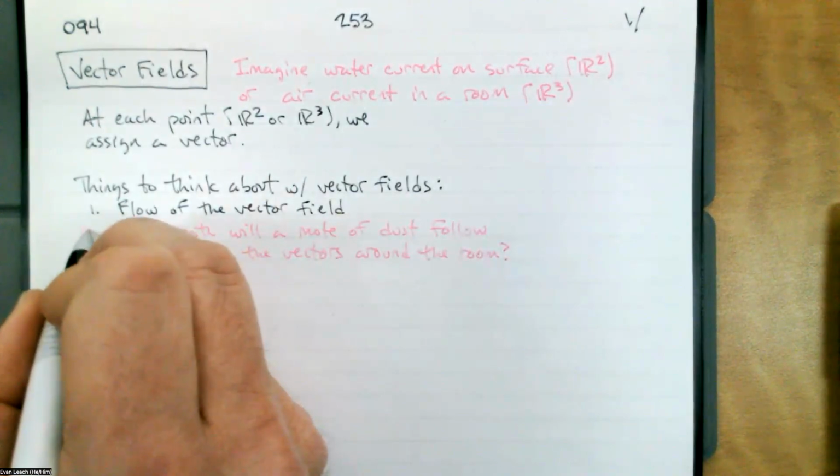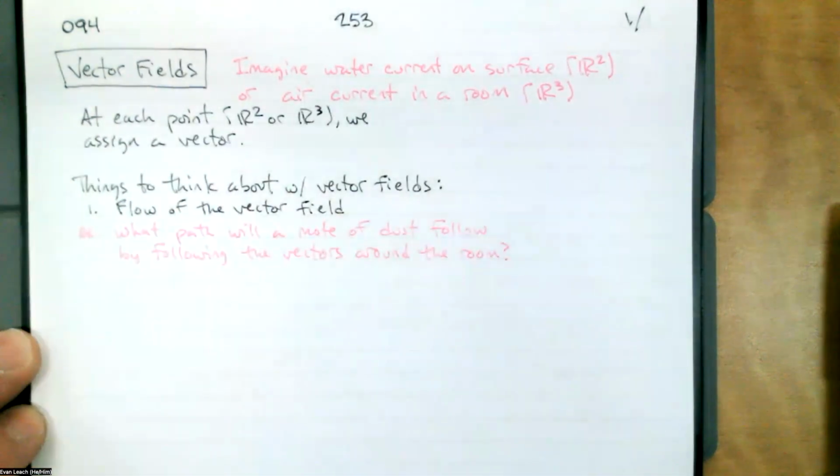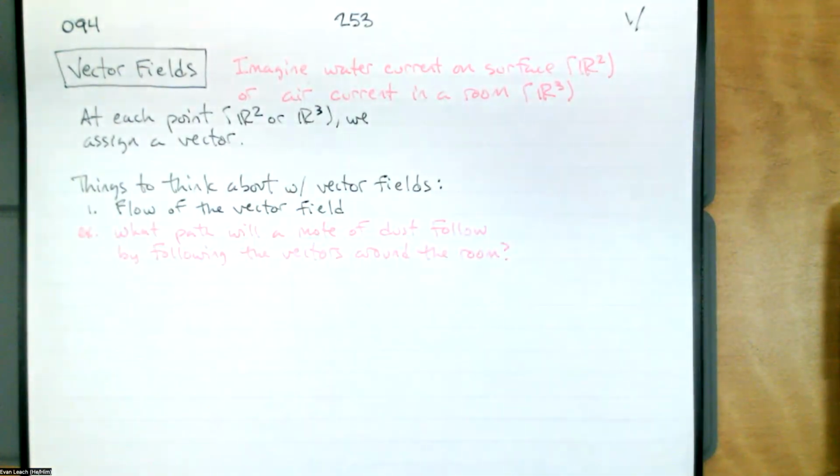So we want to think about the flow of the vector field. For example, if there's a piece of dust just floating around the room, and it's only subject to the air current, at every point, it just starts going in the direction of the air at that point. Now, the vector field is changing continuously, so as soon as it moves a little bit, it finds another vector and just starts following that direction. And so we'll be tracing this path around the room.